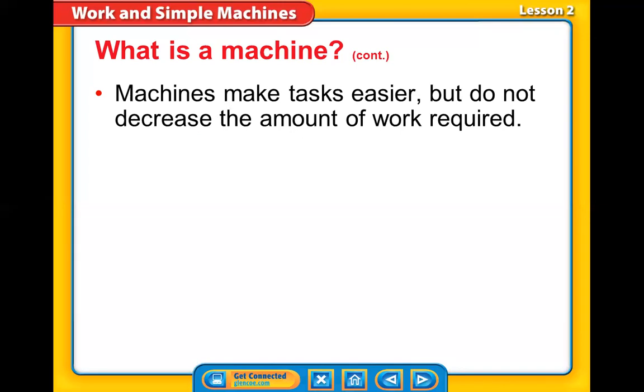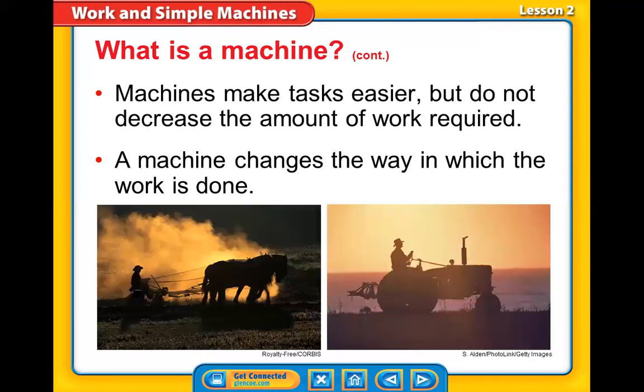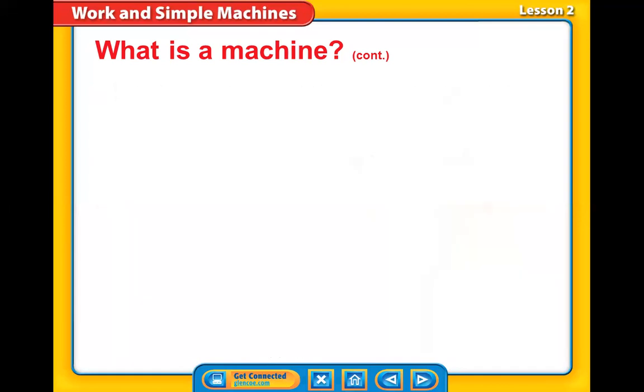It will not decrease the amount of work needed to do the task. It will just make it easier for me by changing my force. So the machines, as we can see in these two figures here, change the way in which the work is done, but they do not change the amount of work or the amount of energy transferred.